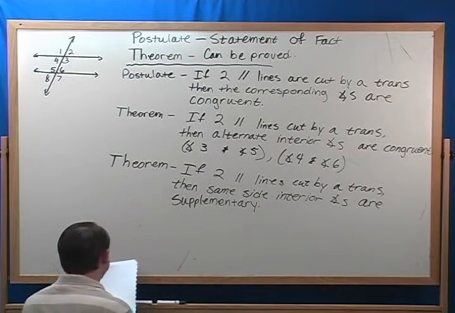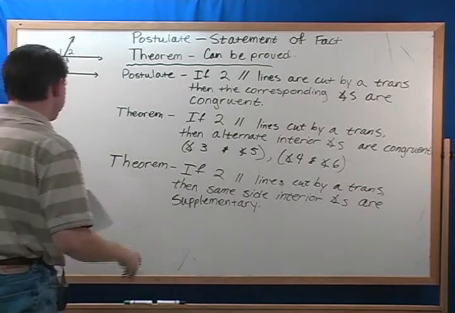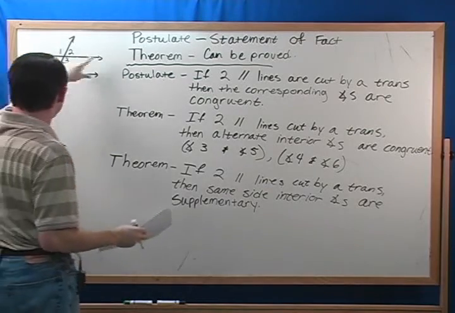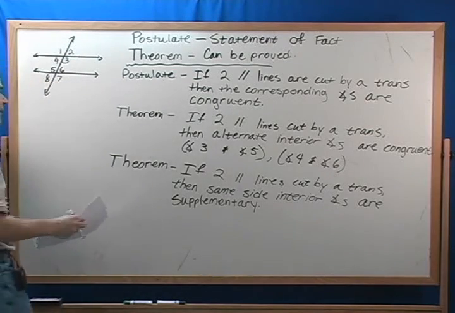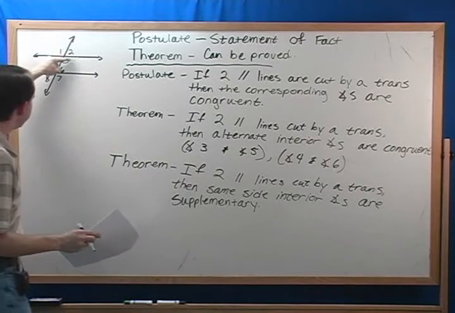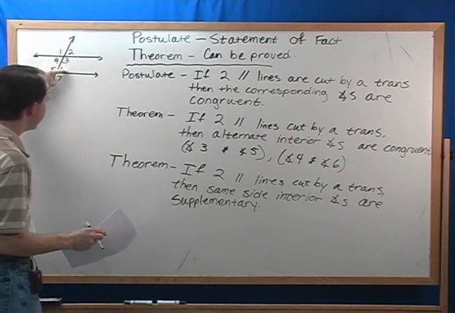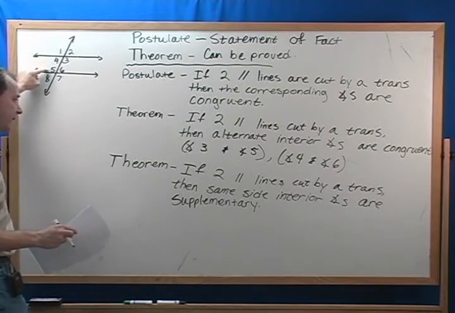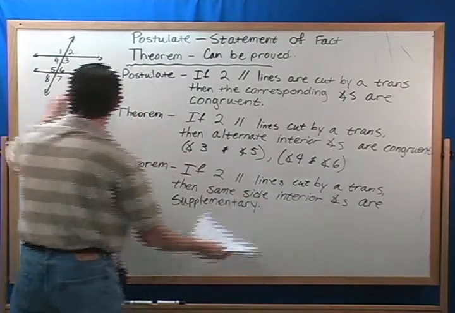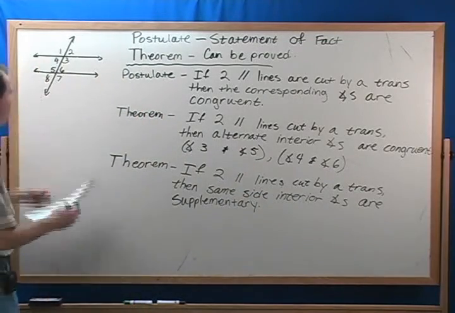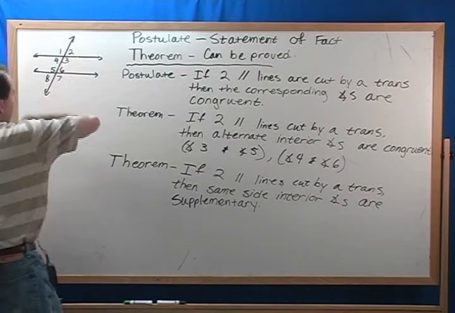Supplementary just means they add up to 180 degrees. Now let's look at this. First of all, if two lines are cut by a transversal, which is what we have drawn here, then the same side interior angles, which are like this one, 3 and 6, or 4 and 5, are supplementary. That just means they add up to 180 degrees.